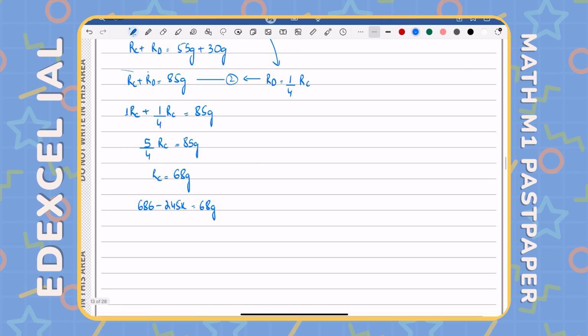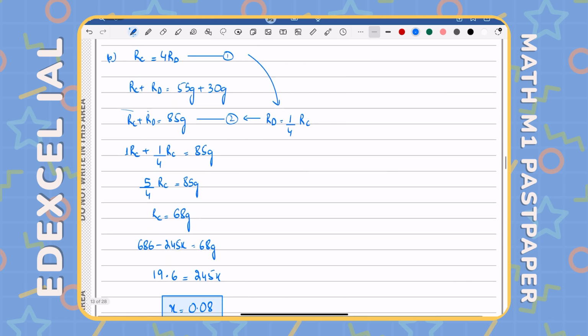Okay, so let's solve for the value of X. So 686 minus 68 into 9.8, sorry. Okay, so we are looking at 19.6 is equal to 245x. Okay, and then let's solve for the value of X. So divided by 245, we have the value of X, which is equal to 0.08, and that is the correct answer. Okay, so basically this was the one piece of information that we wanted.